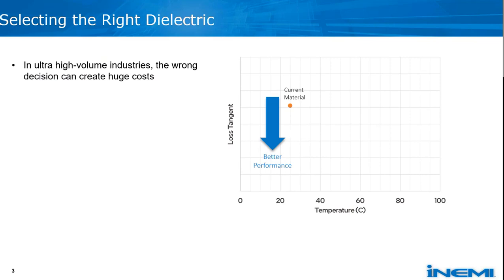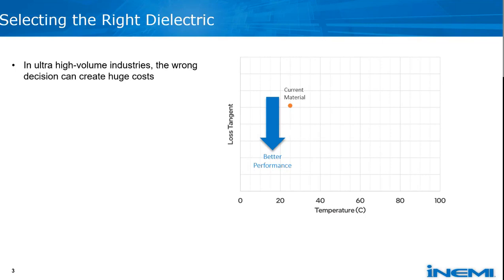And so most of these things that we talk about, either if they're in the radio space or if they're in the compute space, they're really ultra high volume industries. And what I mean by that is you're not building a couple of high performance parts. You're building potentially tens or even hundreds of millions of devices. And so if you make the wrong decision in selecting your dielectric, you can incur very high costs because you're making so many of these parts.